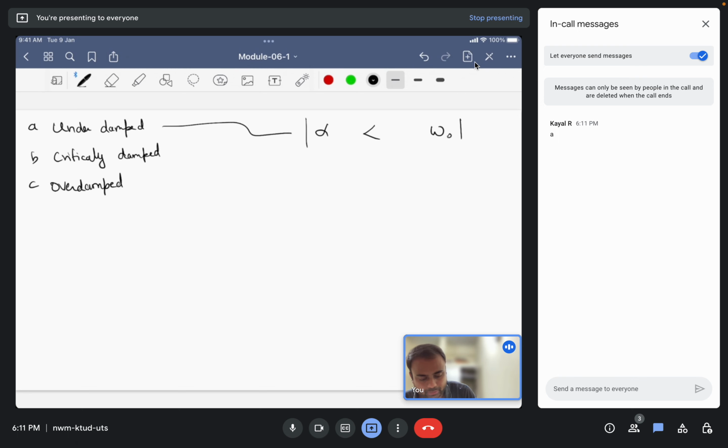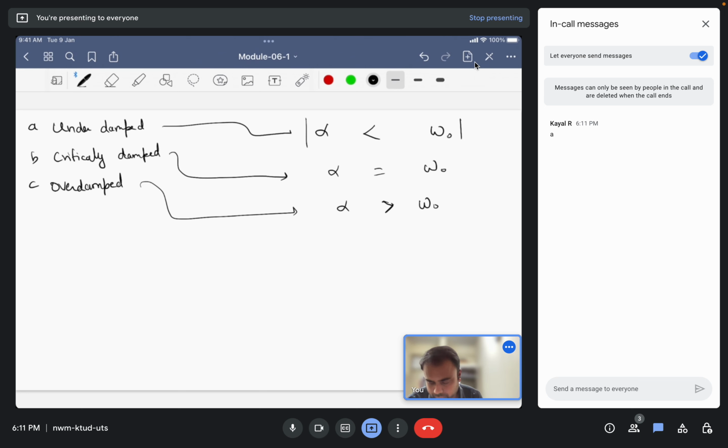And similarly for critically damped, the case is alpha equal to omega naught, and in case of overdamped, we have alpha greater than omega naught. So these are the three cases here. Before moving to that, first of all, we need to find what is the case for our circuit. So what will be the alpha and omega naught values? First of all, we have to calculate alpha and omega naught for our circuit. So let us do that.